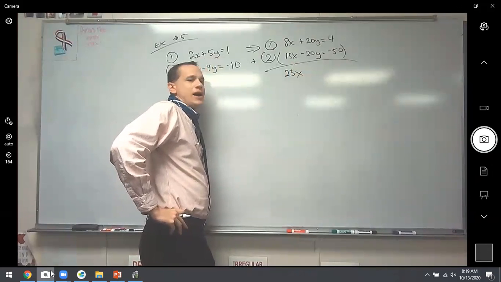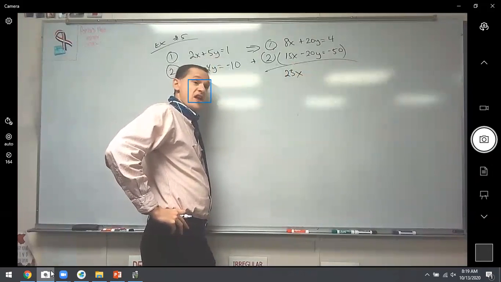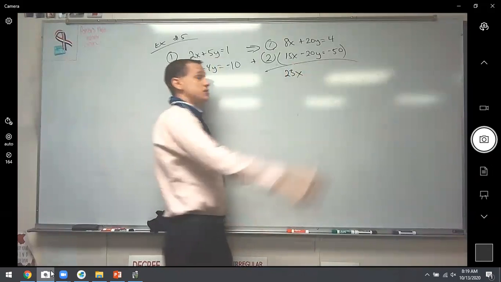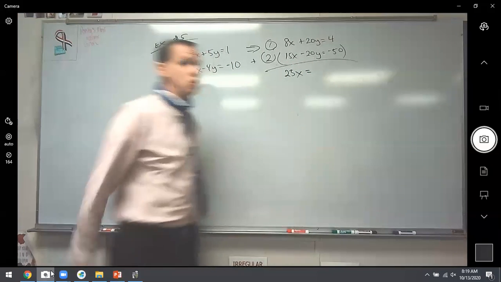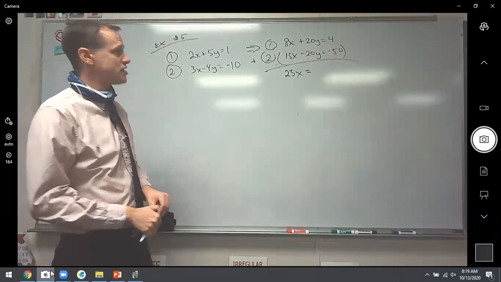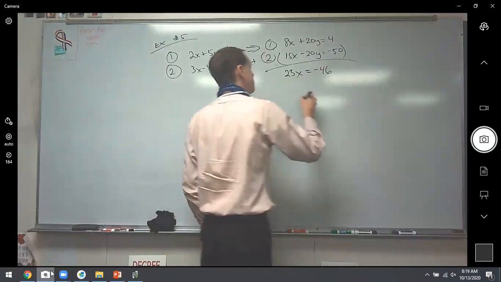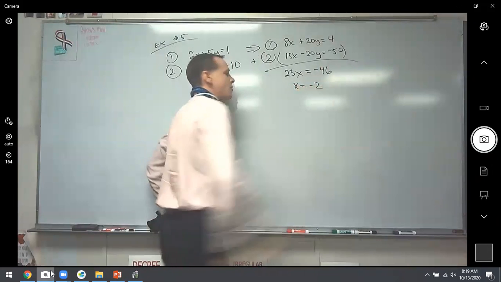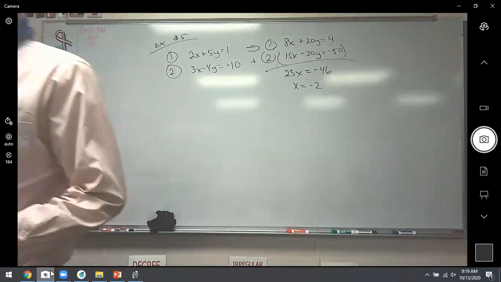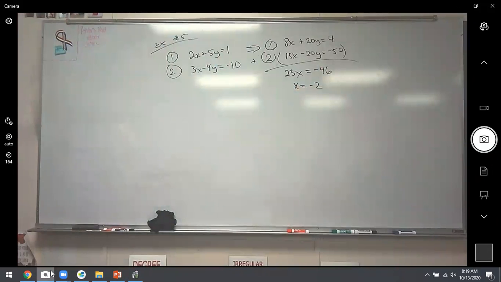We got 20y's plus negative 20y's. That's nothing, correct? That's why we did this. So it would be eliminated. So there is no y anymore. And over on the right side, 4 plus negative 50 would just be negative 46. And when you divide through by 23 on both sides, negative 46 divided by 23 is a nice clean number of negative 2. So x is negative 2.